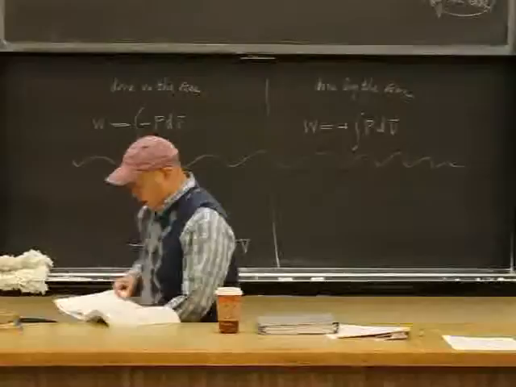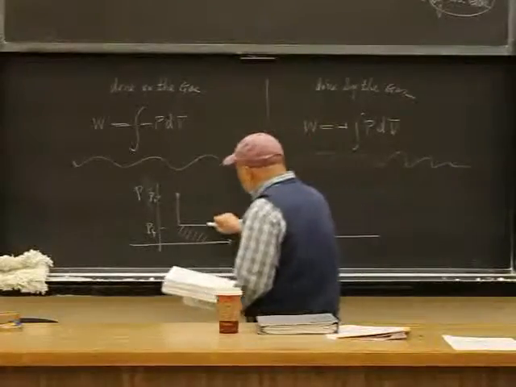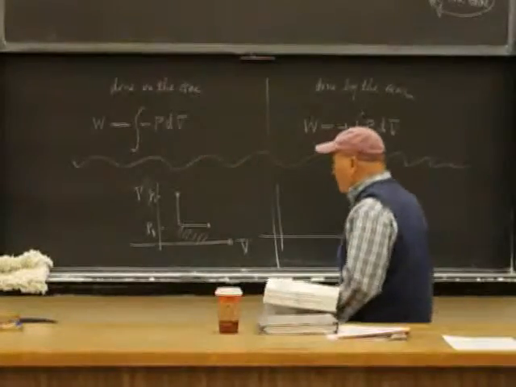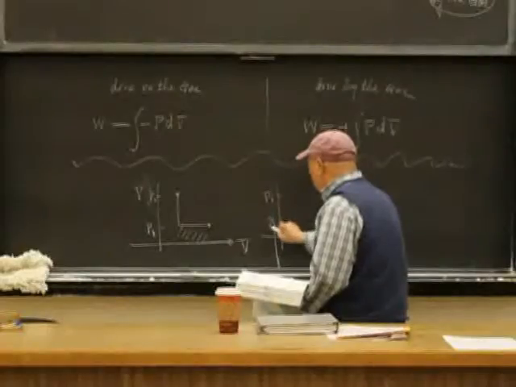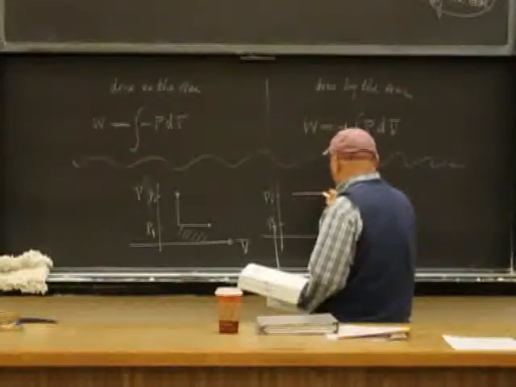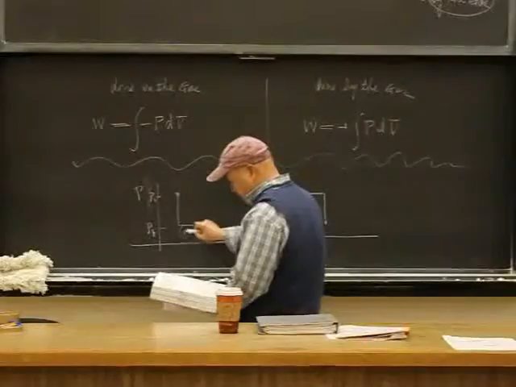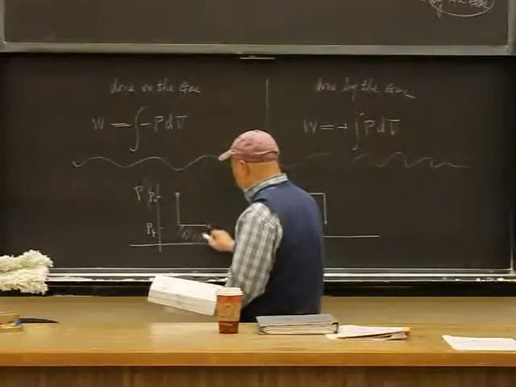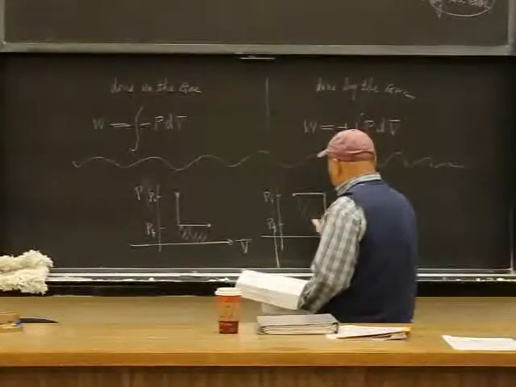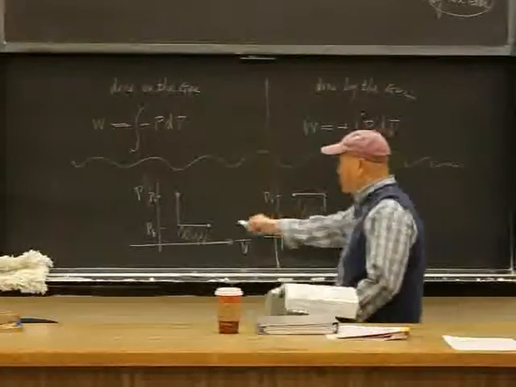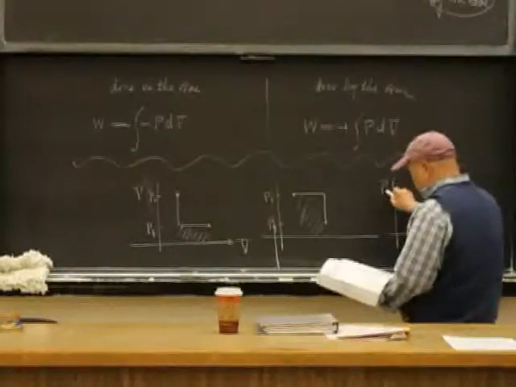Now there's another way to do this. Even though the end points are the same, what we call the work is different. Suppose we go the other route like this. In that case, the area under the curve is this section. If you go this route, the area under this section is different, and as a matter of fact, bigger.